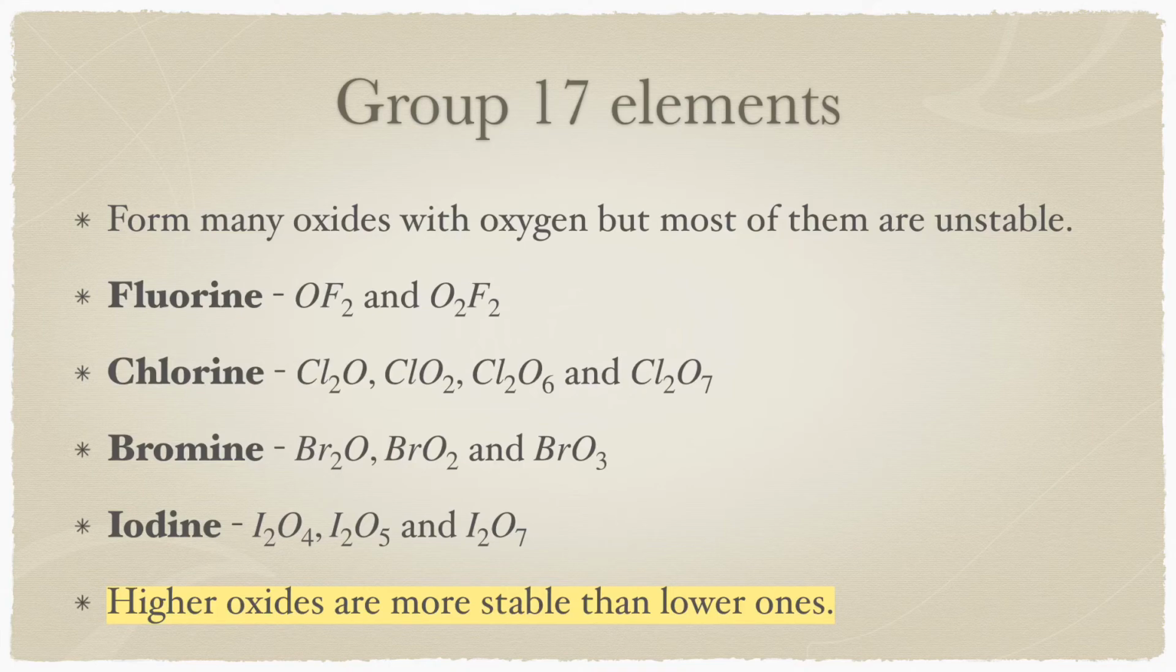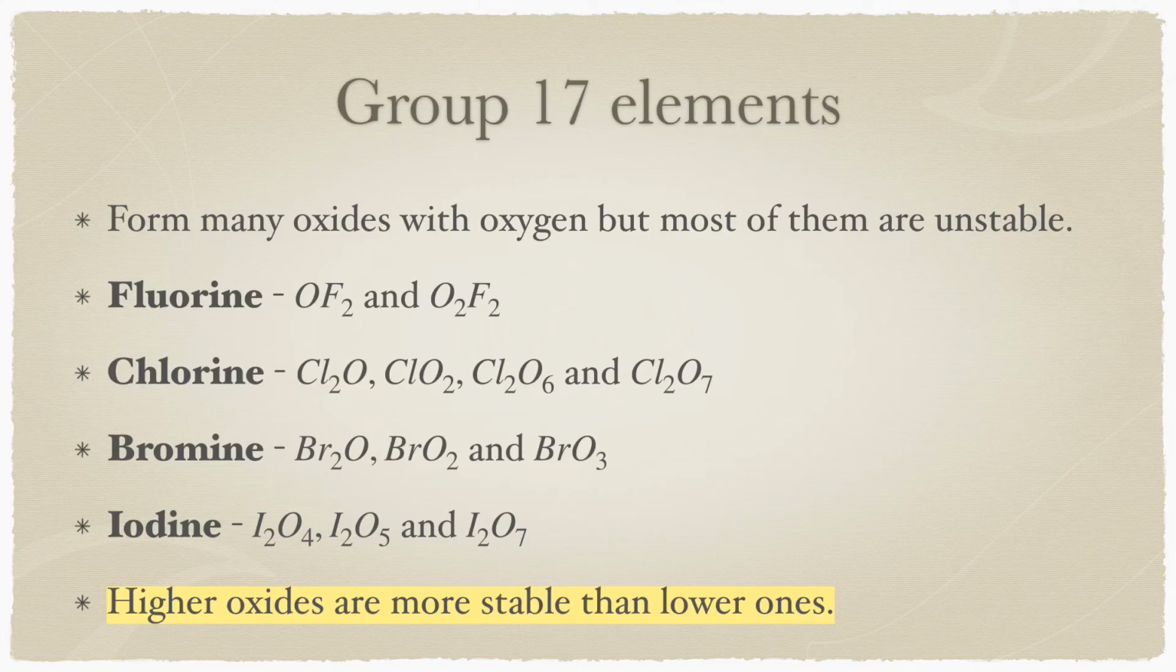Chlorine oxides are Cl2O, ClO2, Cl2O6 and Cl2O7. They are said to be highly reactive oxidizing agents and tend to explode. Among these, ClO2 is used as a bleaching agent for paper pulp and textiles and in water treatment.